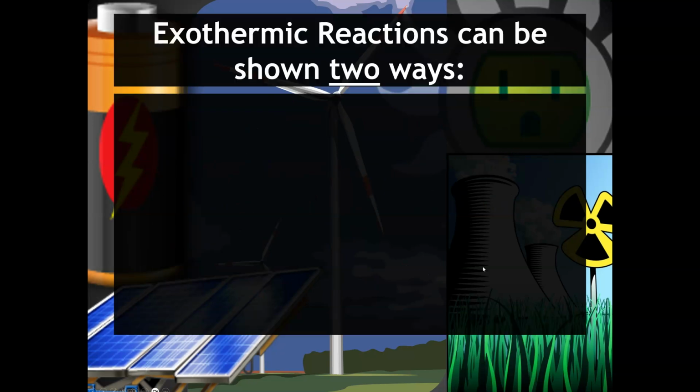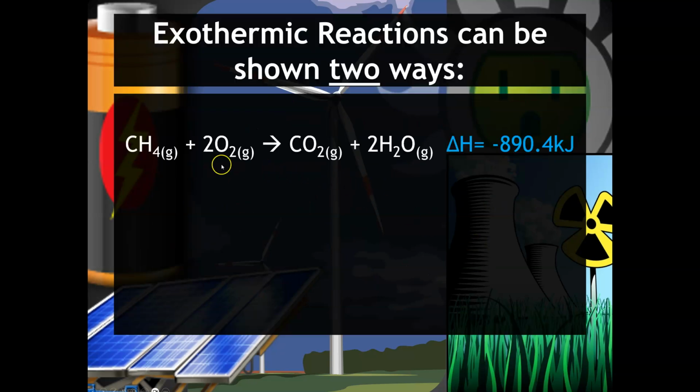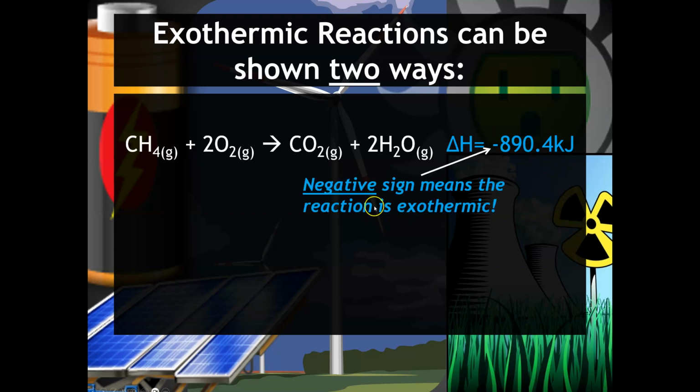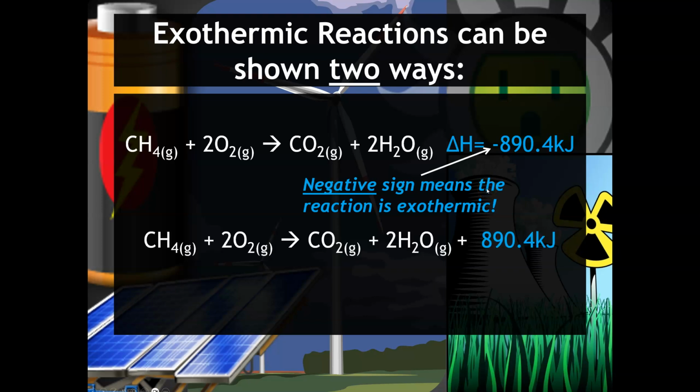So let's give you an example of an exothermic reaction. An exothermic reaction can be written this way: CH4 plus 2O2 gives you CO2 plus 2H2O, and our delta H here is negative 890.4 kilojoules. In this example, it's an exothermic reaction. This is releasing heat because you have a negative delta H. The negative sign means an exothermic reaction. If it's positive, it's going to be endothermic.